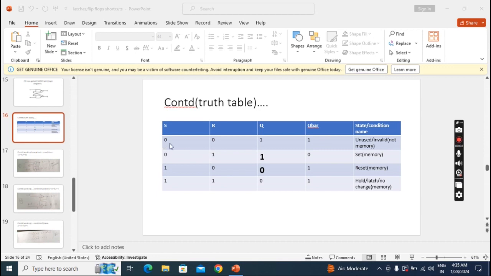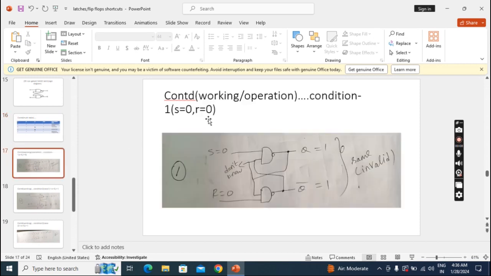Okay. Now the first condition, S equal to 0, R equal to 0. See here, I listed that condition, S equal to 0, R equal to 0, as condition 1. So here I am applying S 0, R 0. It means for this NAND gate, one of the inputs is 0, but we don't know the other input. Here also one of the inputs is 0, but we don't know the other input. Even without knowing the other input here and here, based on the single input we can predict the output, by using the NAND gate definition.